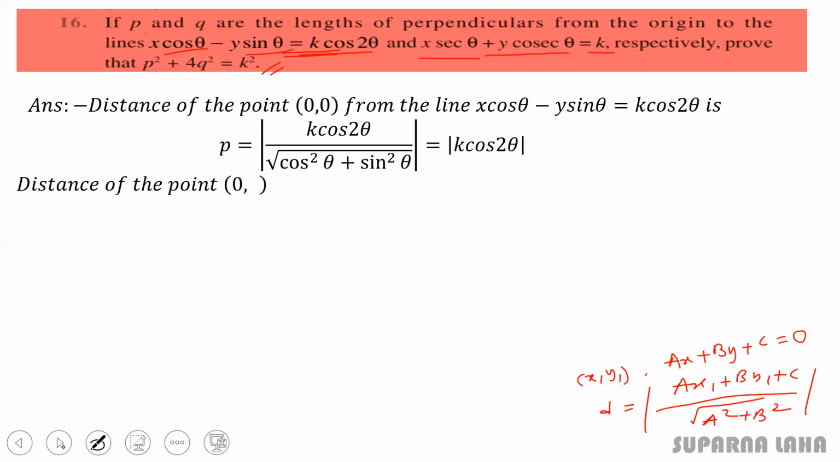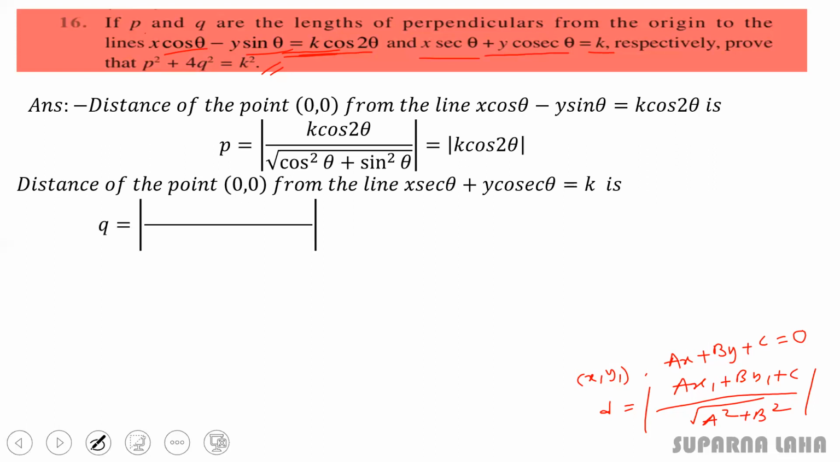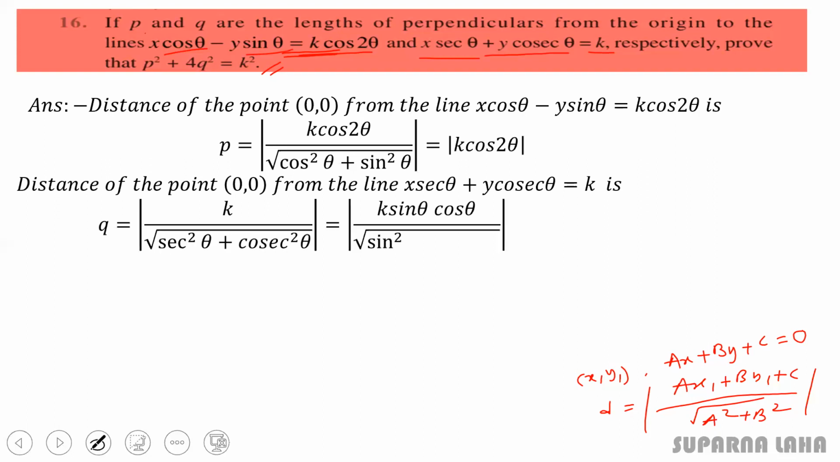Now moving to the Q. Q is the distance from the origin to the line x sec theta plus y cosec theta equals K. So x1 and y1 is 0, 0. So only write down the value of C, that is K. Same here also, I am avoiding the minus sign since I am using the mod sign, since distance is always positive. So root over sec square theta plus cosec square theta. Now change it into sine and cos. You will find K sine theta cos theta by root over sine square theta plus cos square theta, which is equals to 1. So ultimately the remaining term is K sine theta cos theta.